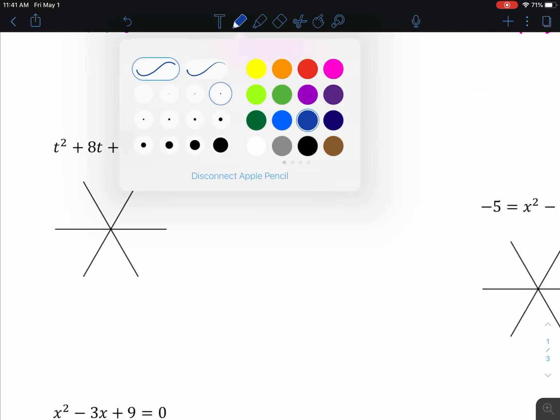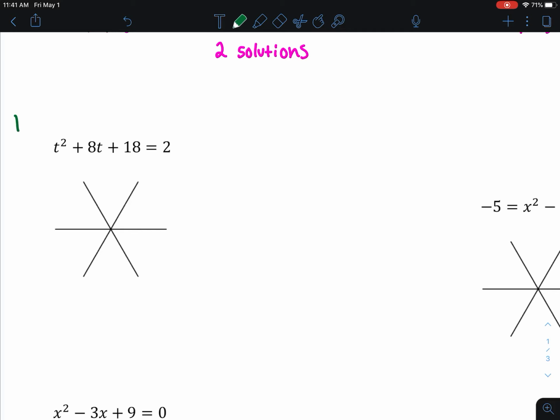Alright, let's look at this next one. Okay. If you feel like you can do this on your own, I would pause it, try it out. Step 1 is set it equal to 0. In this case, it's not equal to 0, so we're going to do inverse operations. I need to move that 2 over to this side, okay? Alright, so inverse of that positive 2 is minus 2.